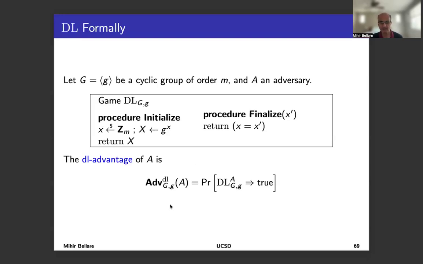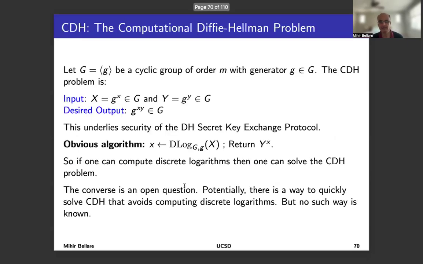And then we can look at the adversary's advantage. It is going to be the probability that this game returns true, meaning it found the little x value. And the superscript tells us it's the discrete log problem. This tells us this is the group and generator. And here, of course, is our adversary. So that's just a definition, but we'll play with it at various times.